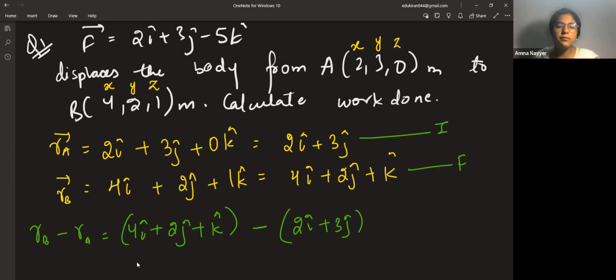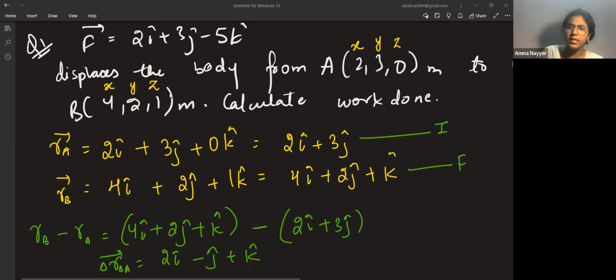So this becomes 4i cap minus 2i cap gives you 2i cap. 2j cap minus 3j cap gives you minus j cap, plus k cap. This is the net displacement from A to B. First tell me, is this clear till here? How we have solved the question till here? Initial point, final point, we are taking the displacement. This you have already studied in the unit vectors.